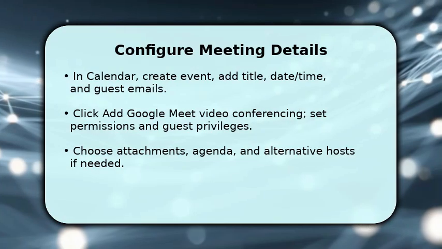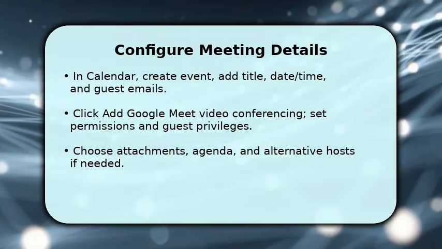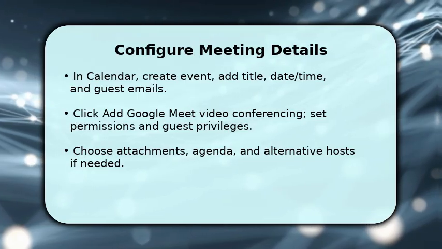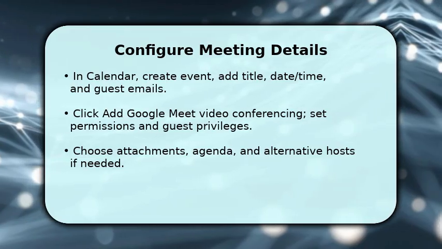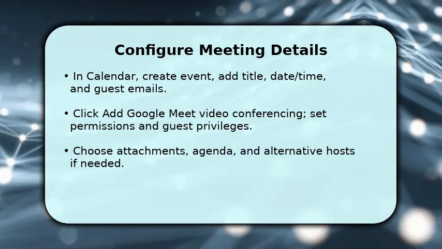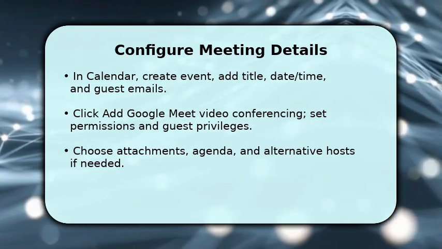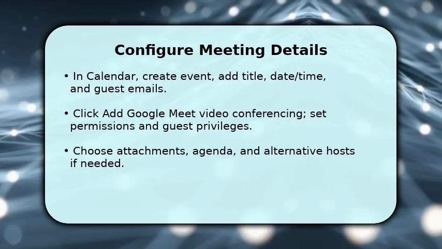Once you create the calendar event, add a clear title, date, start and end times, and paste an agenda into the description so attendees know expectations. Click Add Google Meet to generate the meeting link and then manage guest permissions. Allow microphone and camera and decide if guests can invite others. If you need co-hosts, assign alternative hosts or add moderators in a Workspace account.